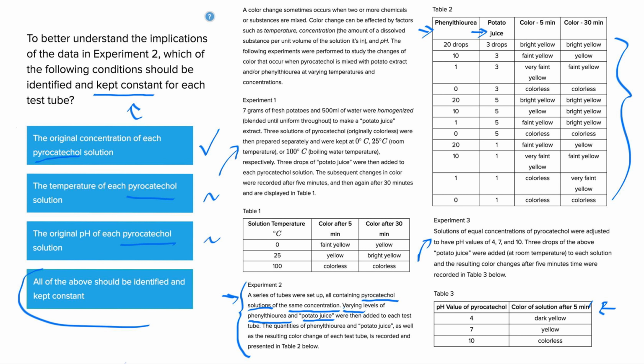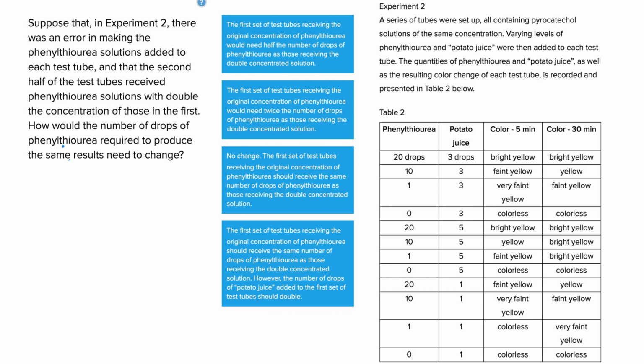All right, now this question is a bit more tricky than the other ones we've looked at so far. So they're saying, suppose in experiment 2, there was an error in making the phenolketonuria solutions added to each test tube, and that the second half of the test tubes received phenolketonuria solutions with double the concentration of those as the first. So the idea here is the first and the second should have the same amount of solution, and this is what the original example did.